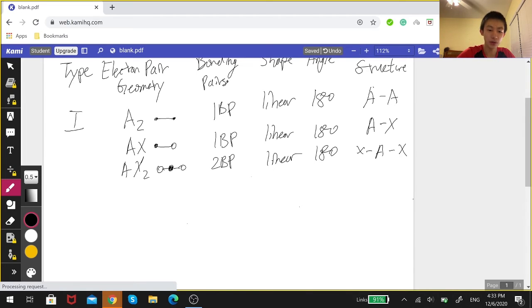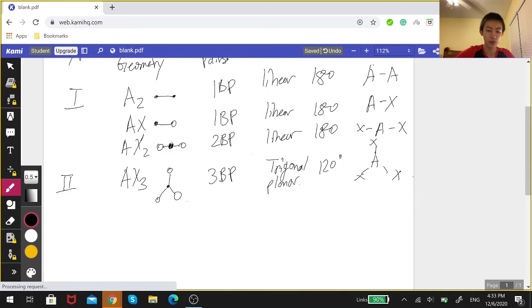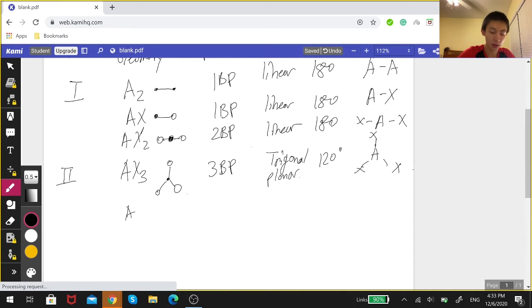Alright, now we're gonna go to our type 2, and our first one on the type 2 list is AX3. AX3 will look like this: 1, 2, 3. This one has 3 bonding pairs, and we call this trigonal planar. And this angle is 120 degrees, and the shape will be A, X, X, X.